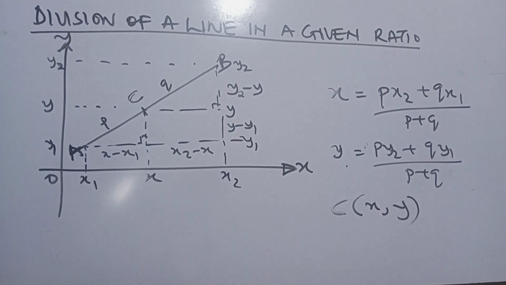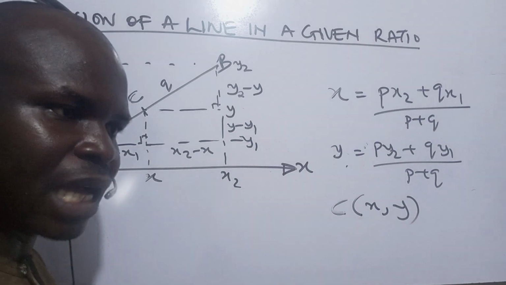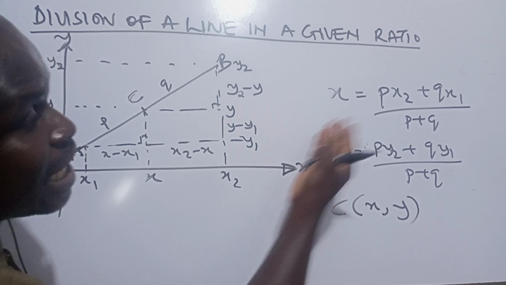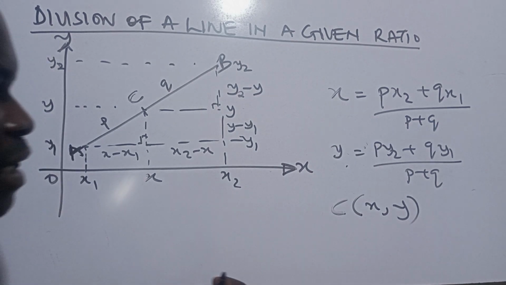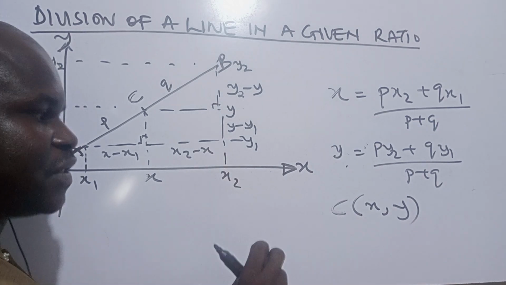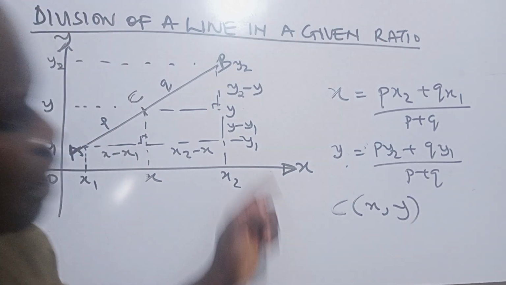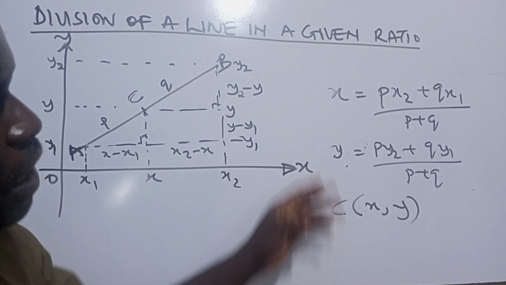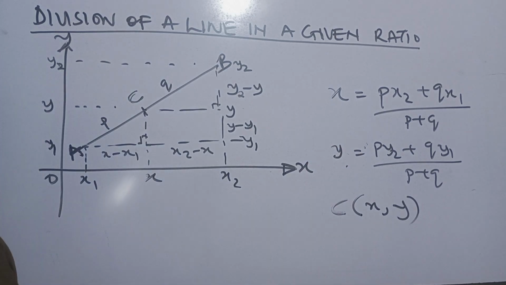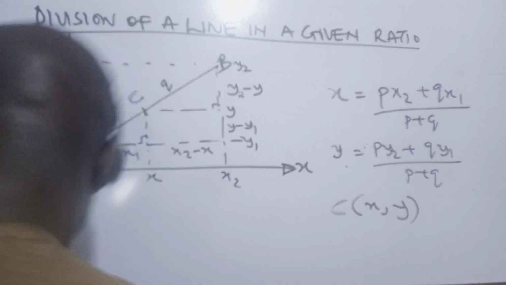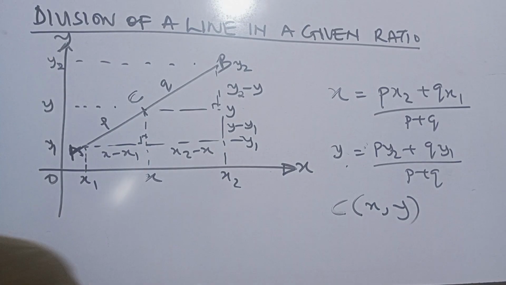The division could either be internal or external. This formula is talking about internal division. But if it's external, the only difference is that P and Q will attract a negative sign. When it is internal division, the values of P and Q will be positive, but when it is external division, the values of P and Q will be negative. That is the difference between internal division and external division.